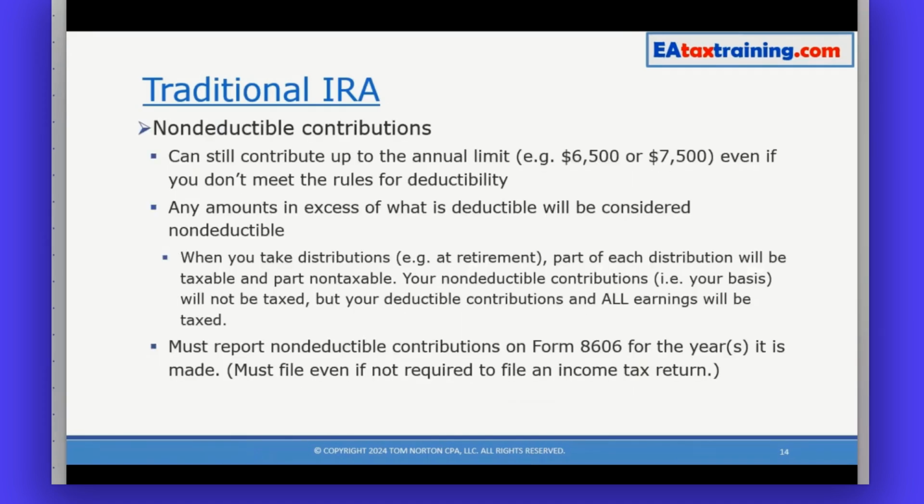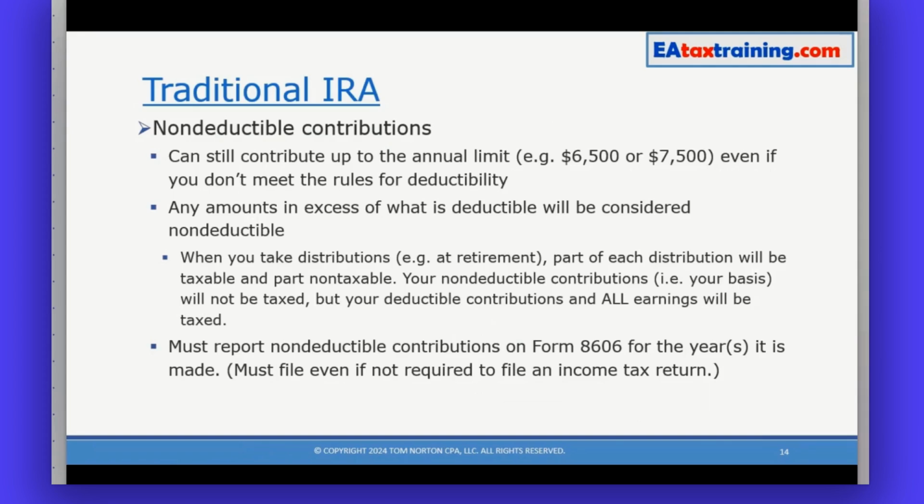Non-deductible contributions. So those charts were telling you whether or not you can make a deductible contribution. But even if you cannot make a deductible contribution, you can still make a non-deductible contribution. However, the annual limits for how much you can contribute still apply. So you still can't make more than $6,500 of contributions, or $7,500 if you're 50 or older, but you can make contributions up to that amount even if they are not deductible.